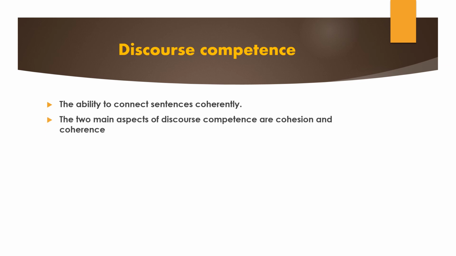So the two main aspects of discourse competence are cohesion and coherence. Let's have a look. What does each of these elements stand for? Cohesion refers to the form of what you're going to say, and coherence refers to the meaning. Exactly. Good. Discourse competence entails two important key elements, which are cohesion and coherence.